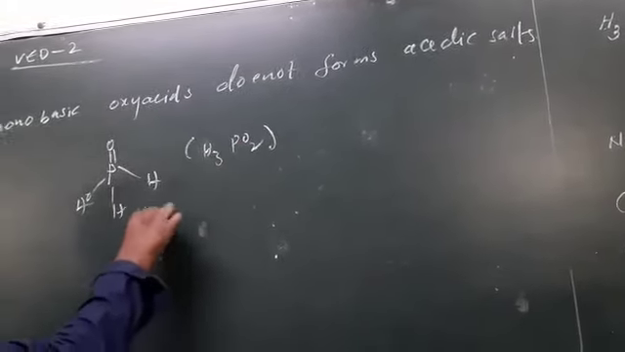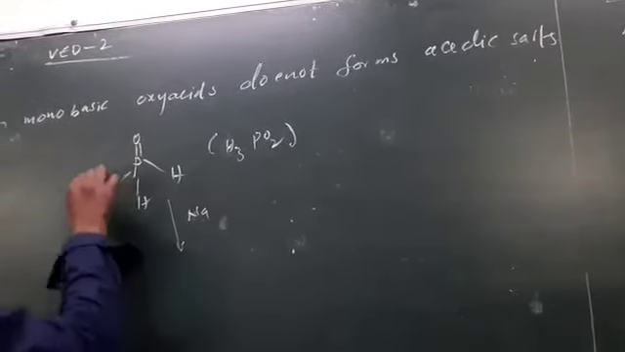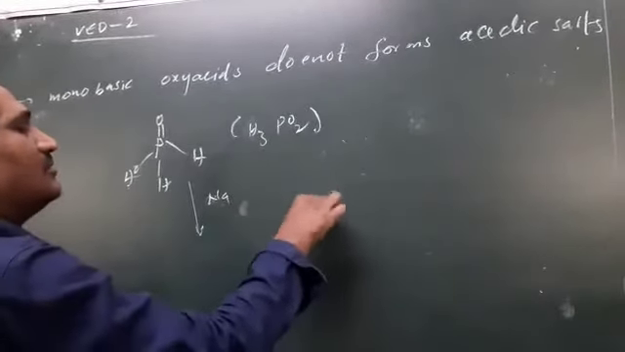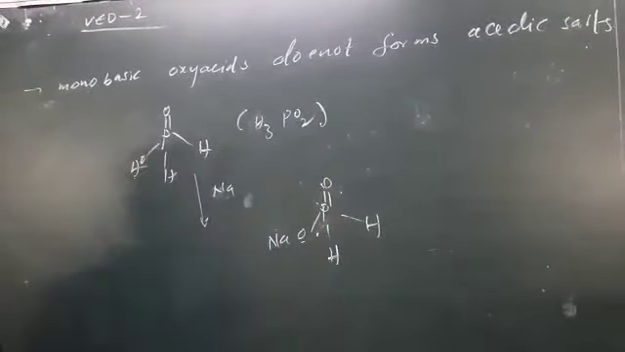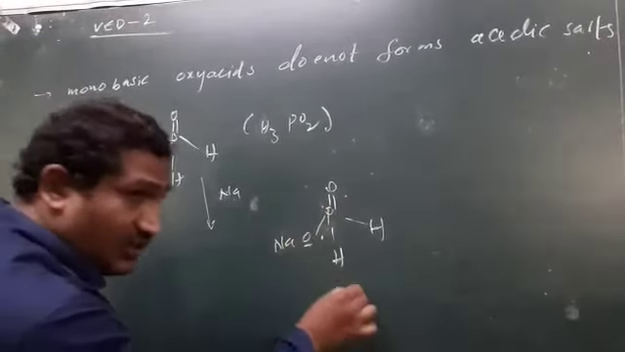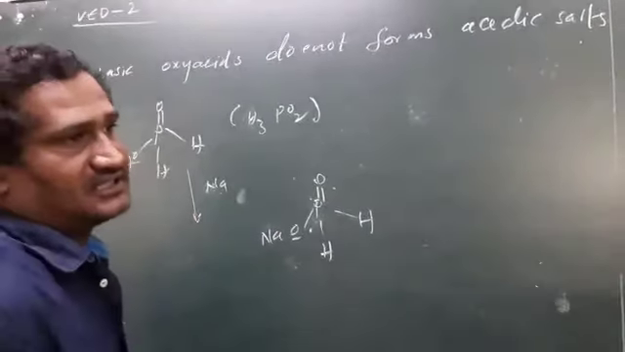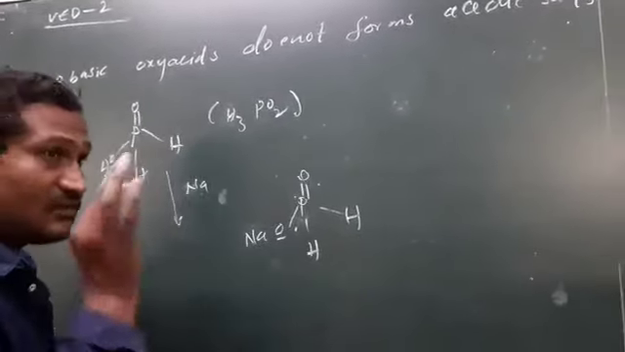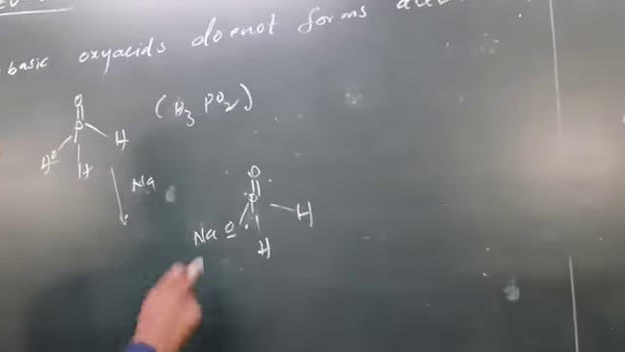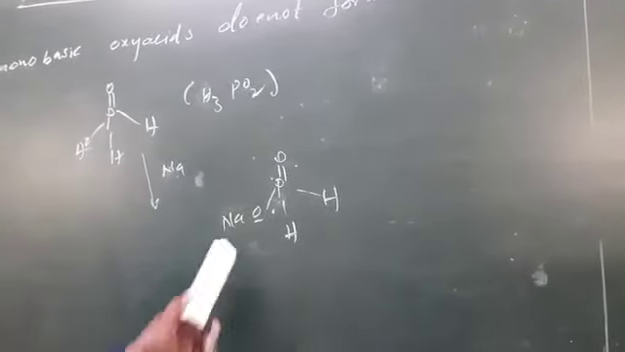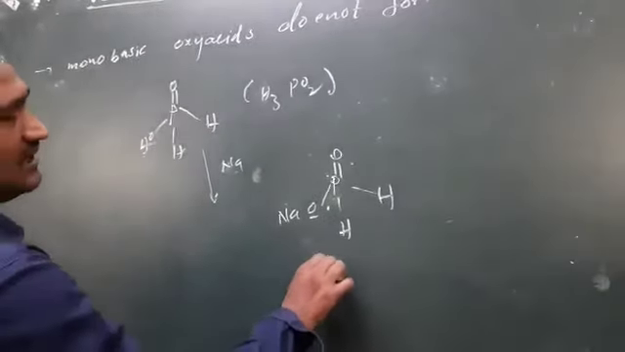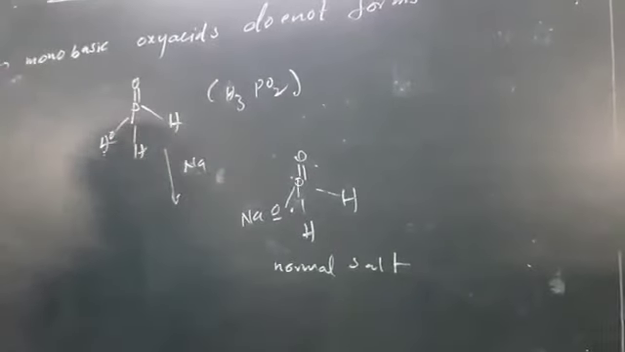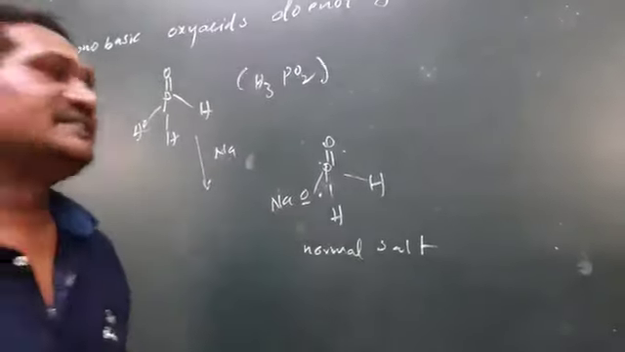When it reacts with a metal, this OH is replaced by Na, giving Na minus P double bond O, H. Metal is present, but there is no OH group. So this is a normal salt, but not an acidic salt. An acidic salt must contain an OH group along with the metal. So this is about basicity and acidic salts.